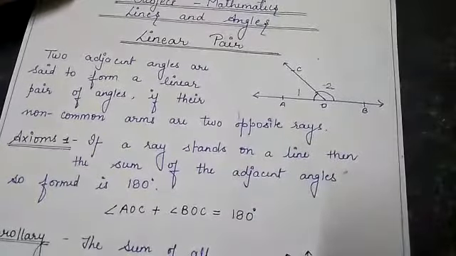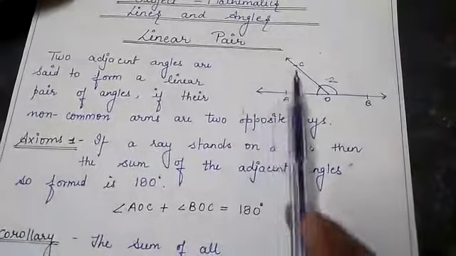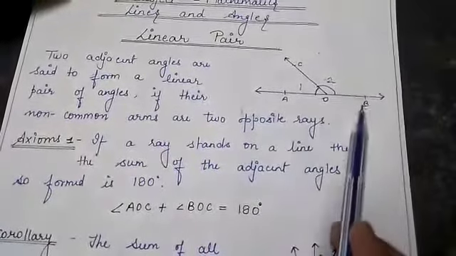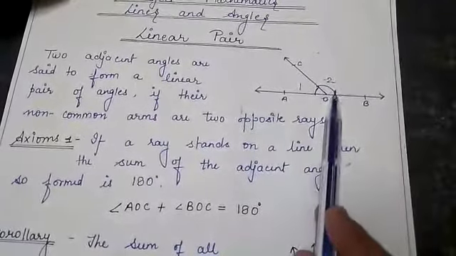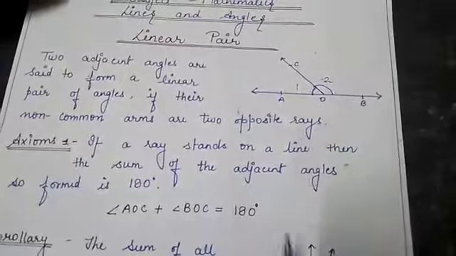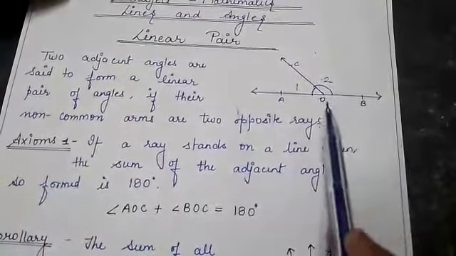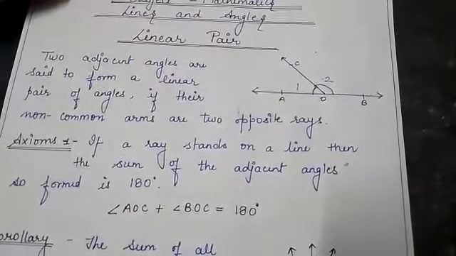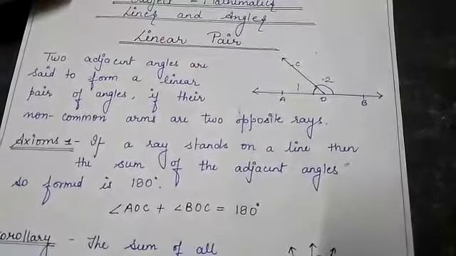So, angle AOC plus angle BOC. Angle AOC, this angle, and angle BOC, this angle, the sum of the two different angles is 180 because they are made on a straight line. So, we already know that the angle of a straight line is 180 degrees.